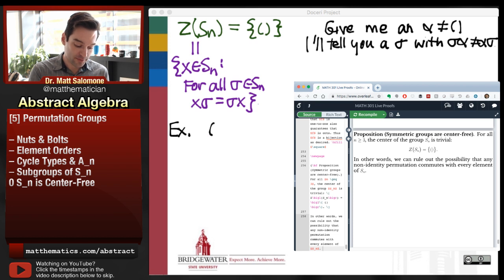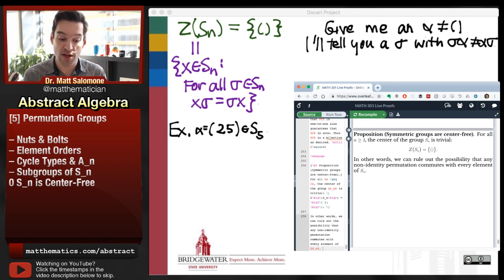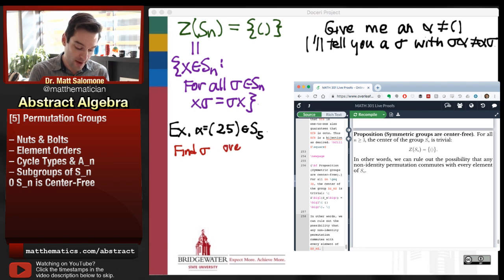Suppose that you give me the permutation, something very simple. Let's say you give me (2 5). And let's say this belongs to S5 or something like that, right? So let's suppose this is the alpha that you give me. How can I find something that (2 5) doesn't commute with? Well, we know for sure that disjoint permutations that act on disjoint subsets of our symbols do commute with one another. And so if I'm looking for something that doesn't commute with alpha, I should find another permutation that is not disjoint with alpha. So my sigma needs to overlap with alpha.